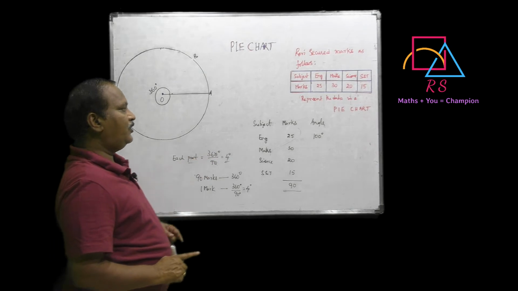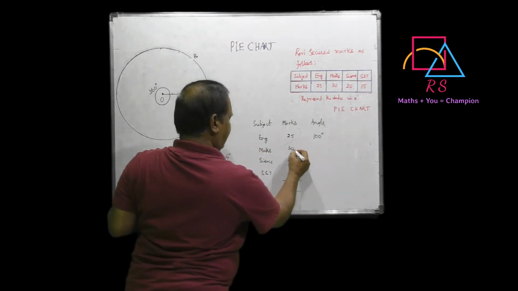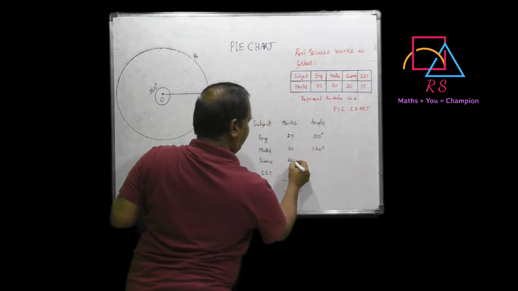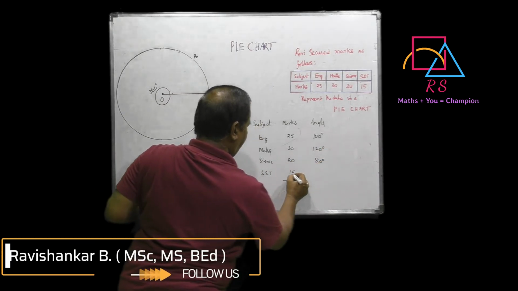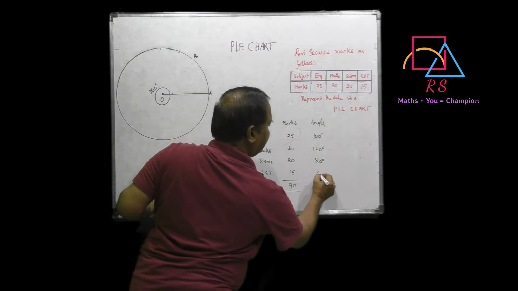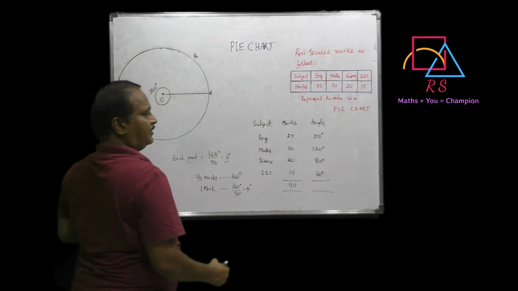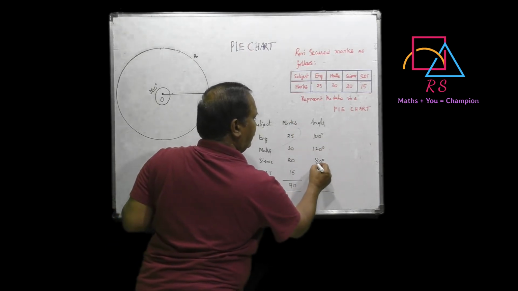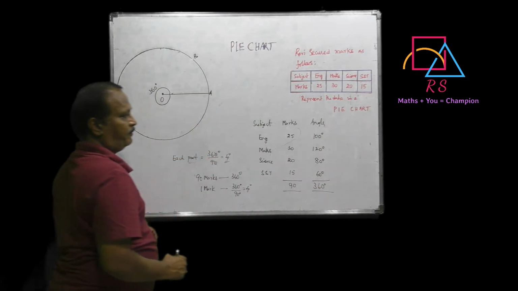So then how do you get it? 25 into 4 degrees, 100 degrees. 30 into 4 degrees, 120 degrees. 20 into 4 degrees, 80 degrees. And 15 into 4, 60 degrees. If you want, you can add up all the things. You will be getting 360 degrees.